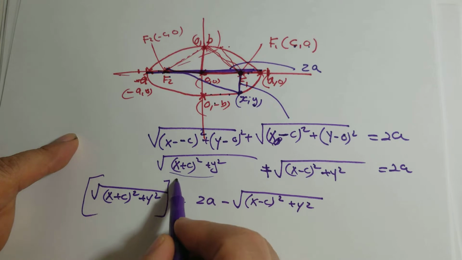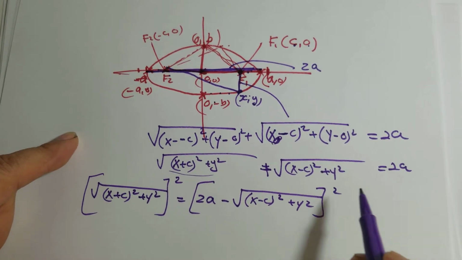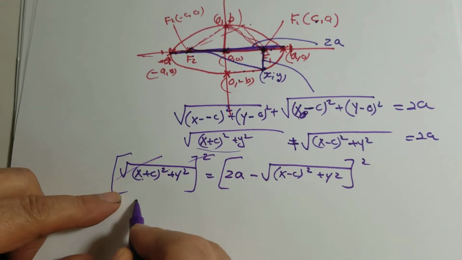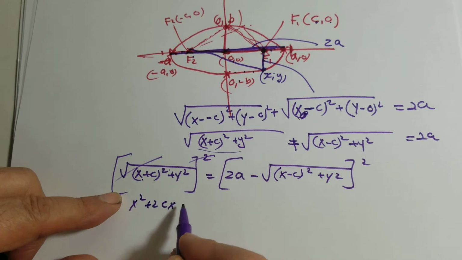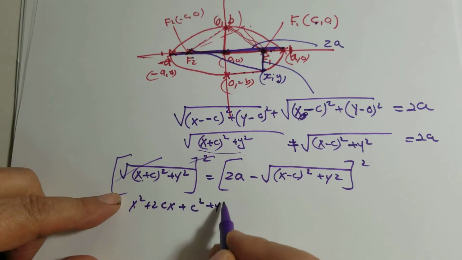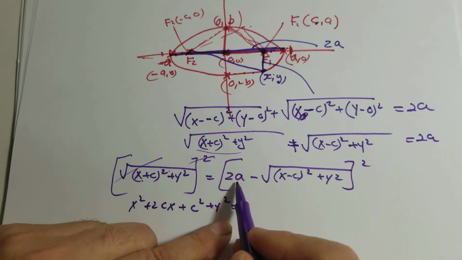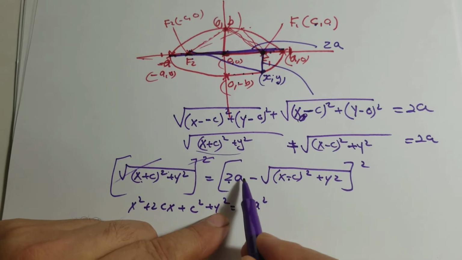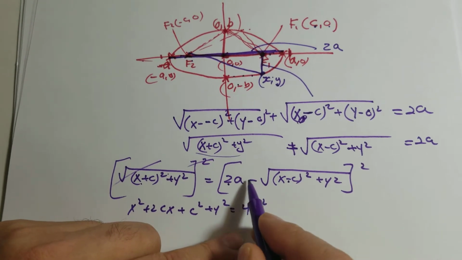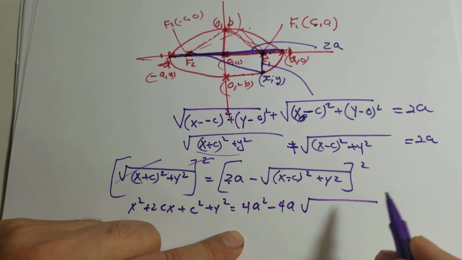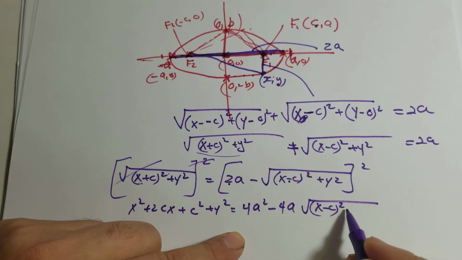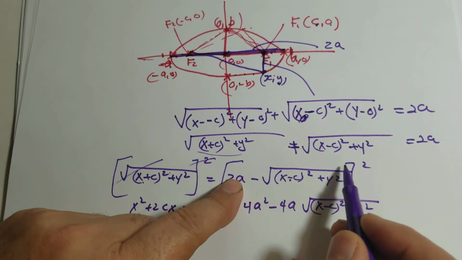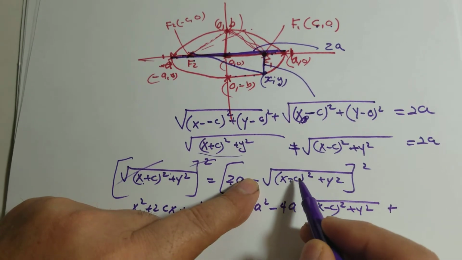I square both sides. At least I get rid of one of the radicals. What is this? This is gone. x plus c squared is x squared plus 2cx plus c squared plus y squared. This one is square the first term, double the product, one for outside, one for inside. 2 times 2 is 4, positive times negative is negative, 4a times the whole radical. Unfortunately, the radical did not go away. And square the last.